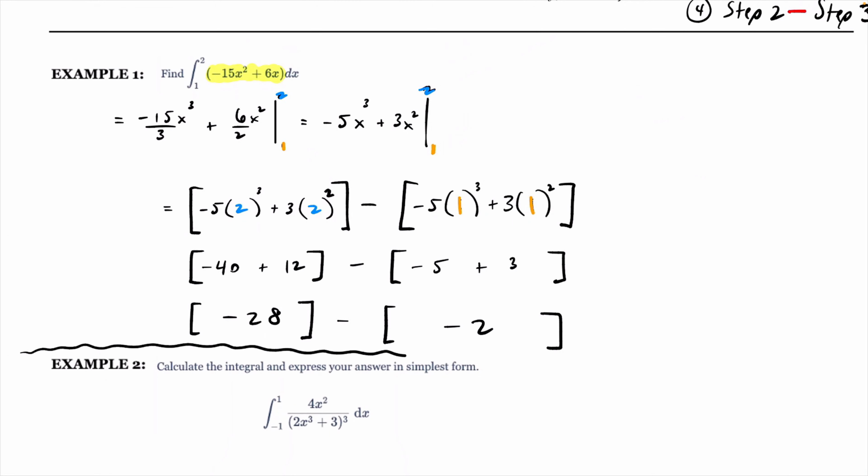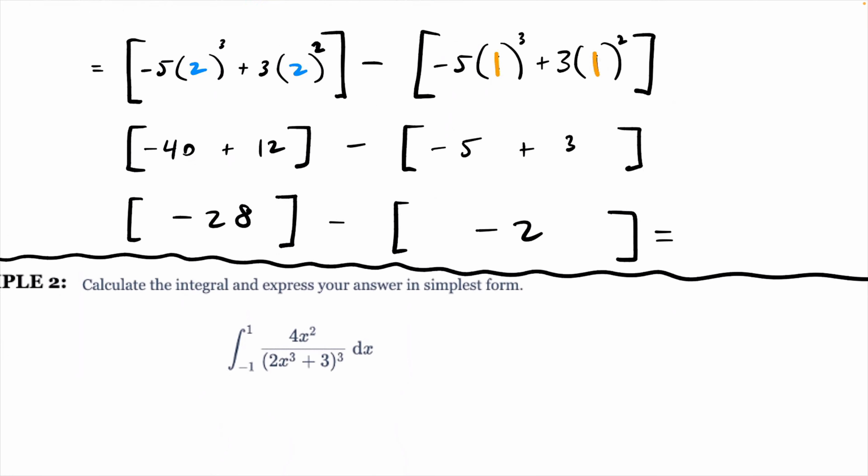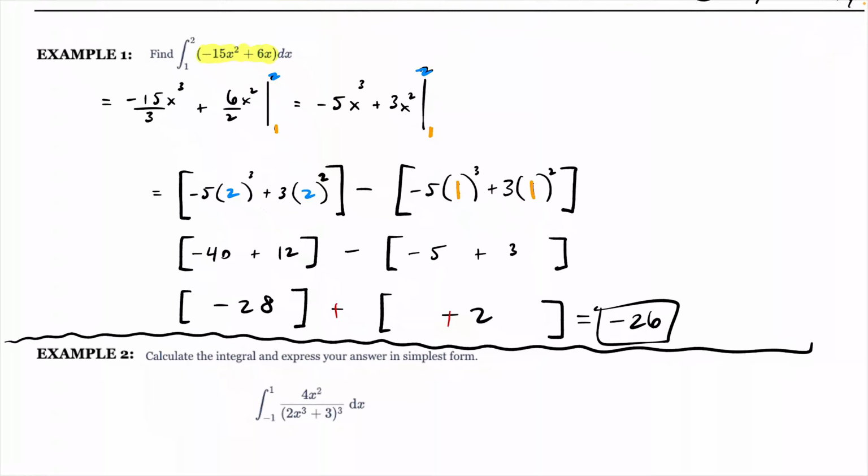Last step, subtract. Well, if I'm subtracting a negative number, you're actually going to be adding, right? You're actually going to be adding when you subtract a negative number. So I get negative 26. So the area under the function, the highlighted function, from 1 to 2 is negative 26.